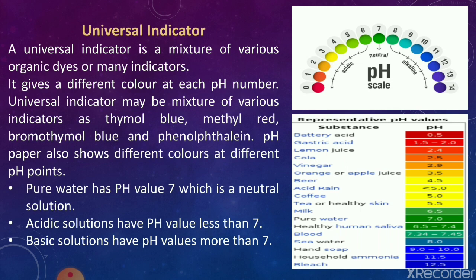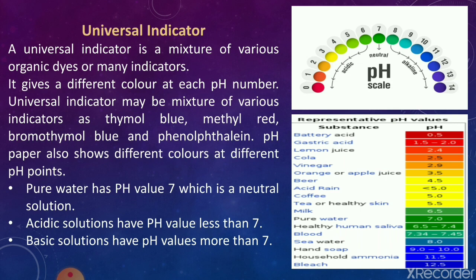On the pH paper, we can see examples of various substances, and their pH values are given. You can see battery acid. Battery acid means sulfuric acid, we have studied in the last video. Battery acid has a pH of 0.5. Then gastric juices, the gastric acid that is produced in our stomach, ranges from 1.5 to 2.